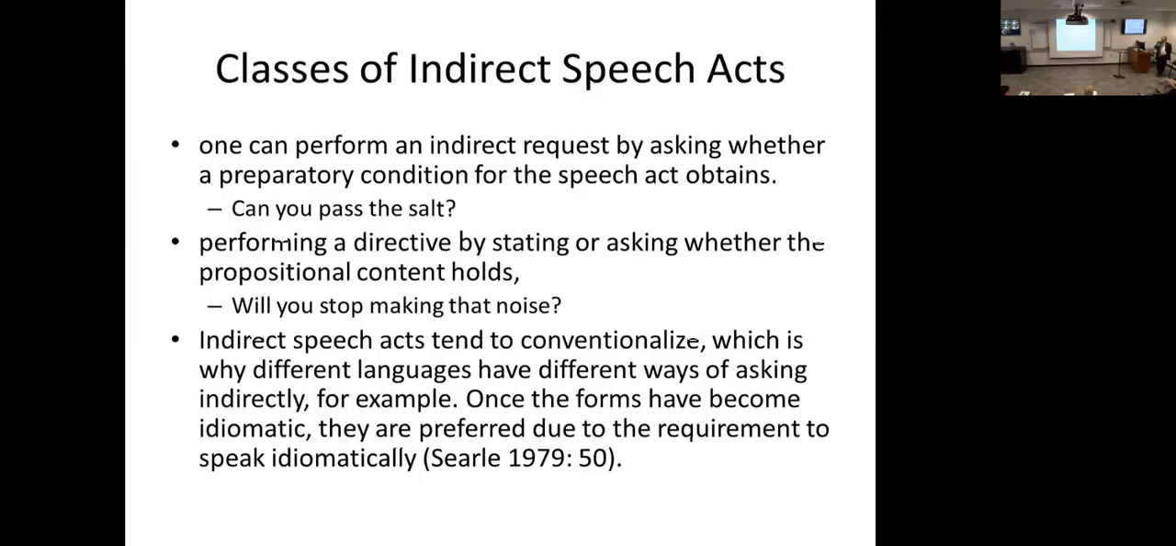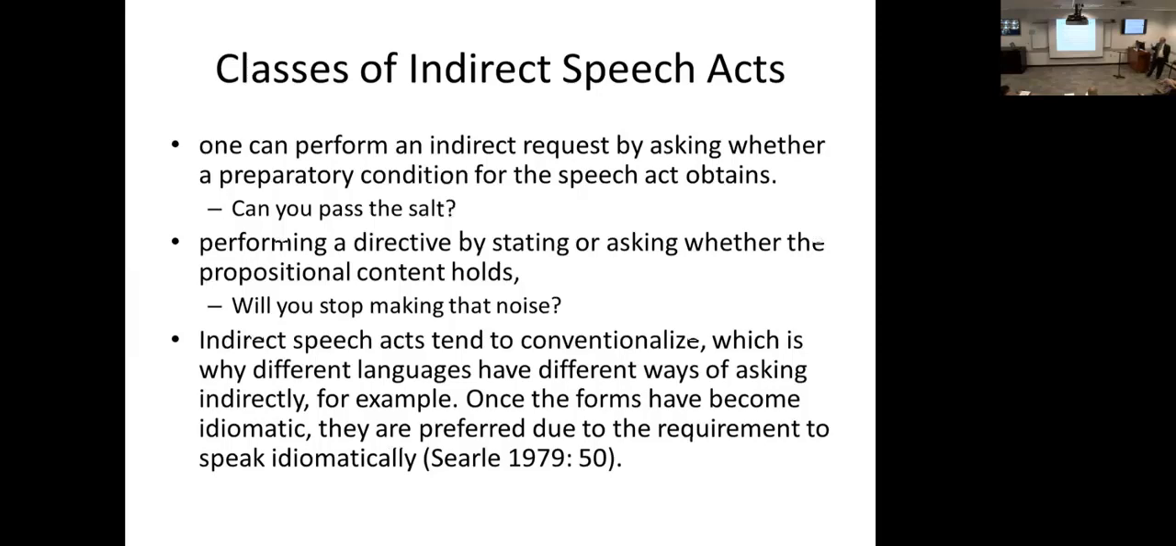Another class of indirect speech acts is performing a directive, in other words, giving an order, by asking a question about it. So, I used to say to my daughter, did you clean your room? Will you clean your room? When are you going to clean your room? She never cleaned the room anyway, but I was trying to get her to clean the room.